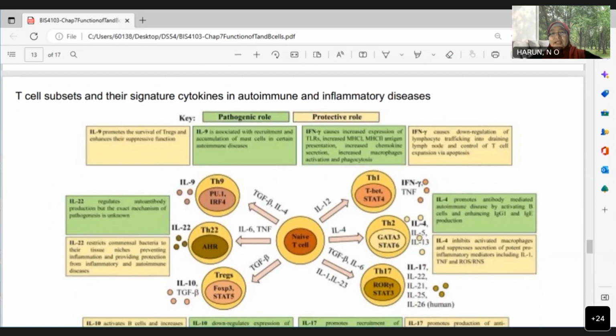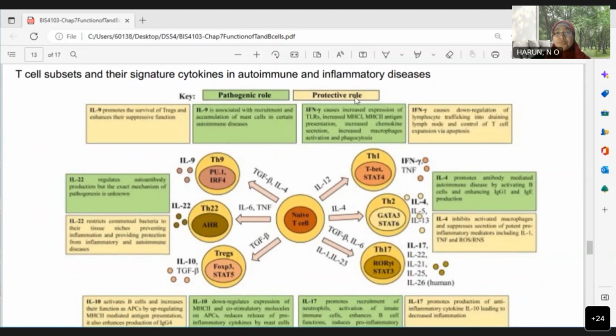Following that, we will look at the T-cell subtypes and their signature cytokines in autoimmune and inflammatory diseases. Okay, we have the pathogenic role and also the protective role, either the yellow one or the slightly faded color, maybe orange. Okay, this one is green. The green one is for pathogenic role, whereas the slightly faded yellow color is protective role.